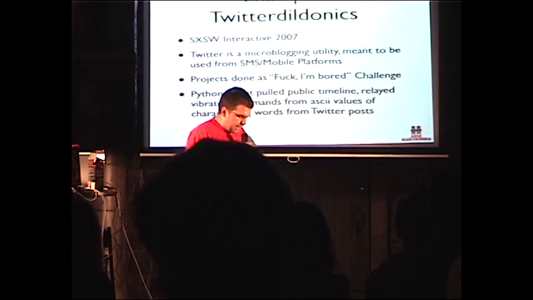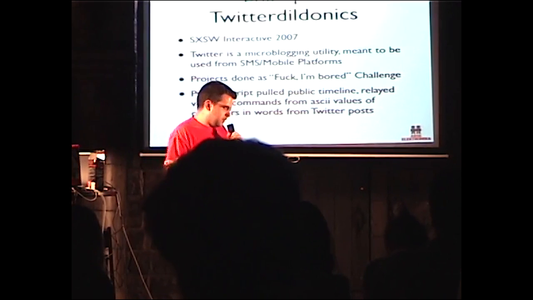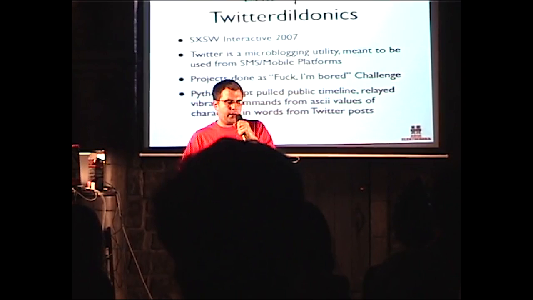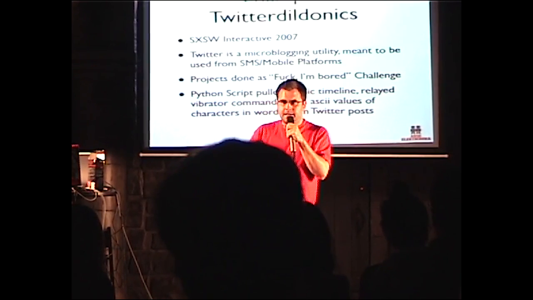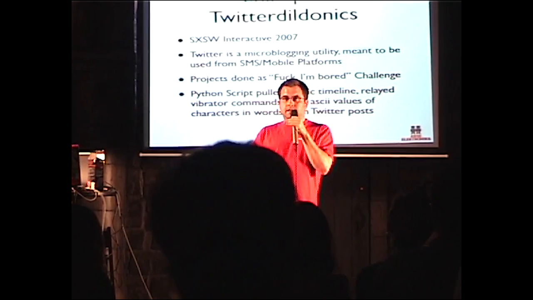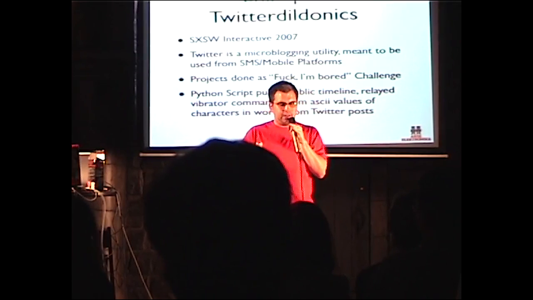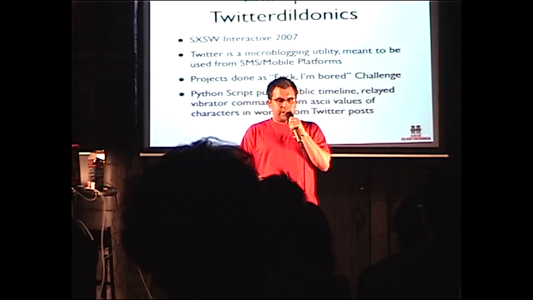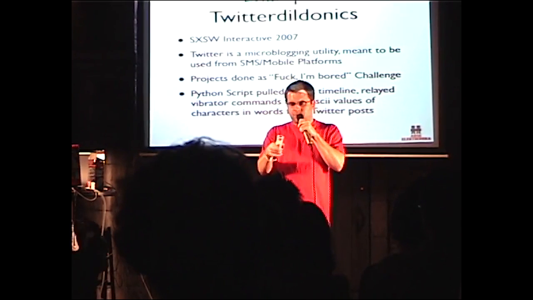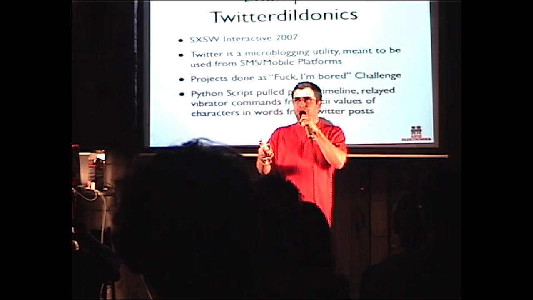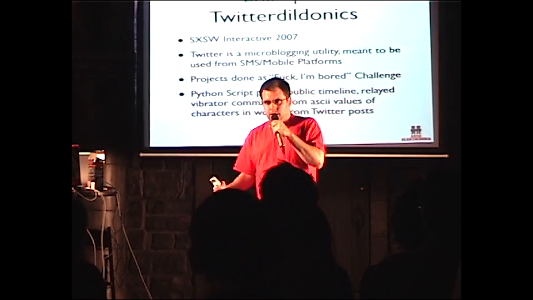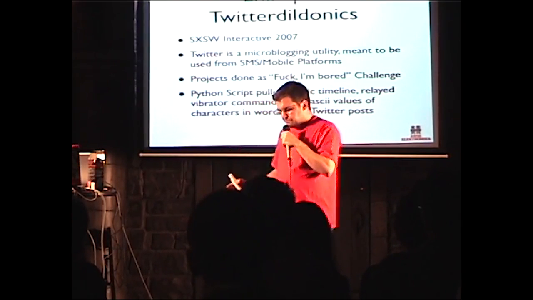What I did was I made a Python script that took the transvibrator and took the values of the characters from a Twitter message. The way that we usually transmit English characters is a numeric value between 0 and 255. And it's like A through Z are like 37 through whatever. So it goes capital letters, then small letters, then numbers.